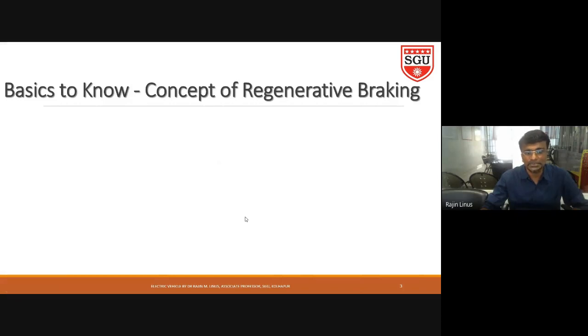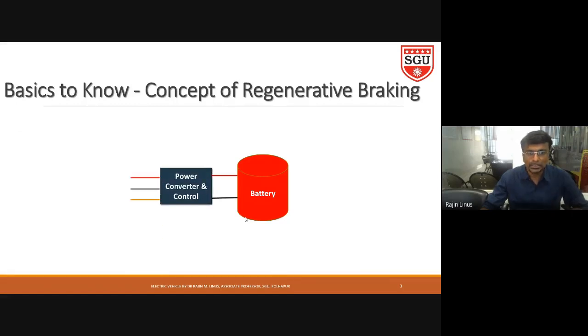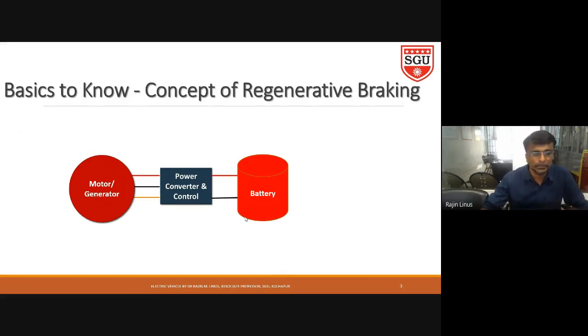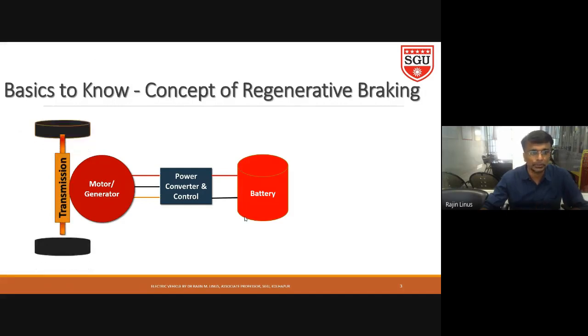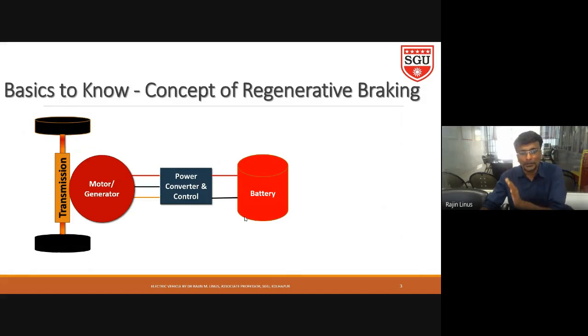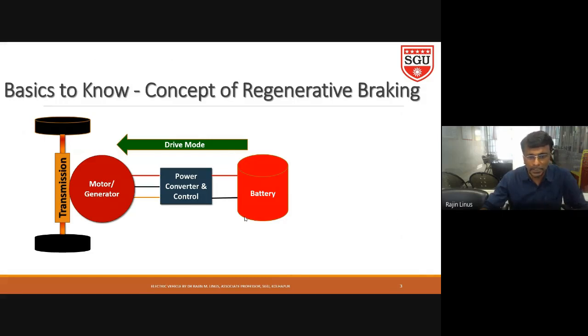To understand regenerative braking, in normal cases we have one battery in the electrical vehicle. The electrical output will be DC, positive and negative. Then we give it to the power converter and the control. The output, I am assuming, is three-phase, and we connect it to the motor or generator. I will let you know when it will be motor and when it will be generator after completing this block diagram. Then the output is given to the transmission, which has an axle connected to the tire. So the normal power flow is from the battery through the power converter, motor, and transmission, giving power to the tire.